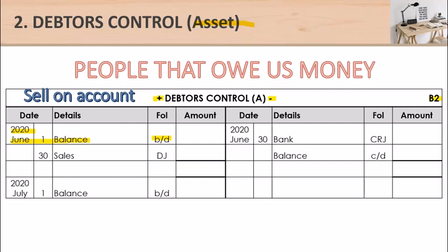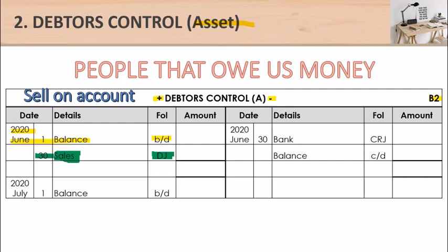Okay, so the sales column in the DJ will go to the side that increases the amount of money that people owe us. And the contra account is sales. Why? Because they owe us more because we made a sale. And it's a column total. That's why we post it on the 30th.